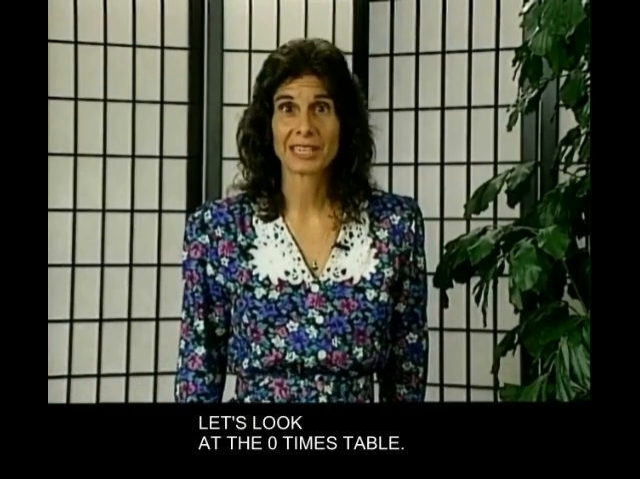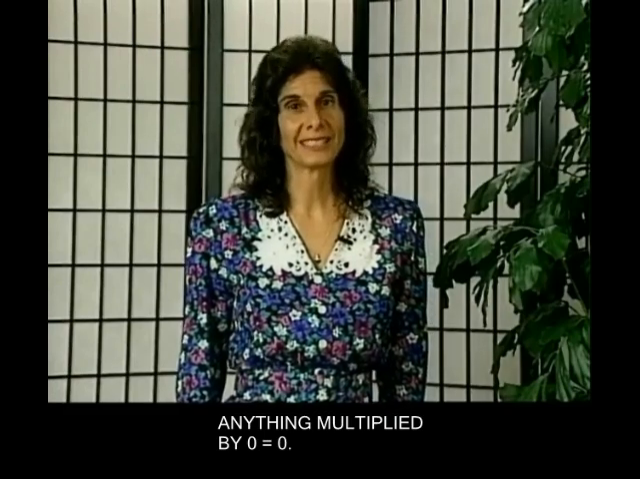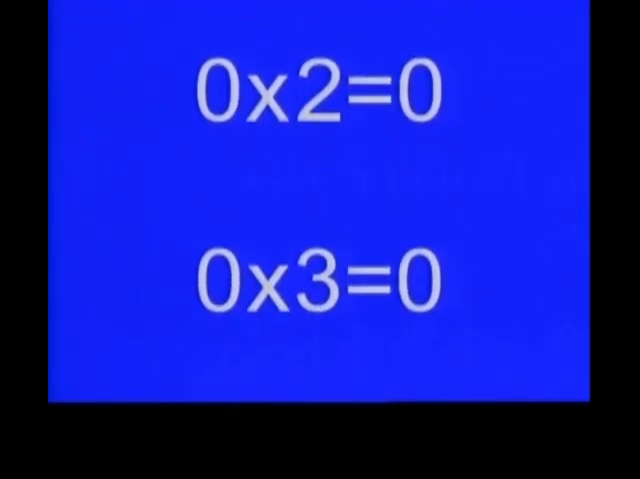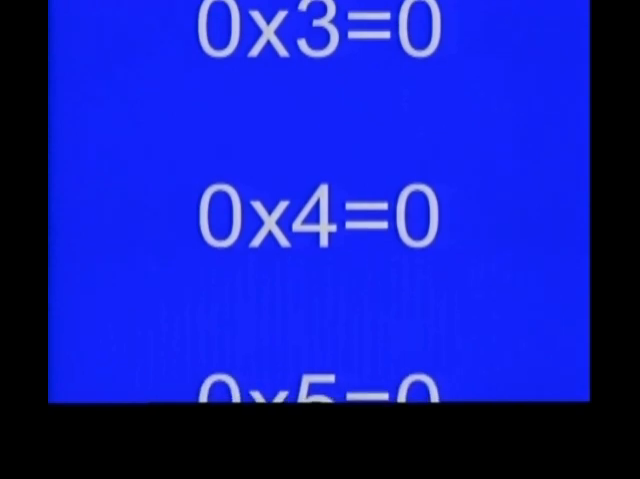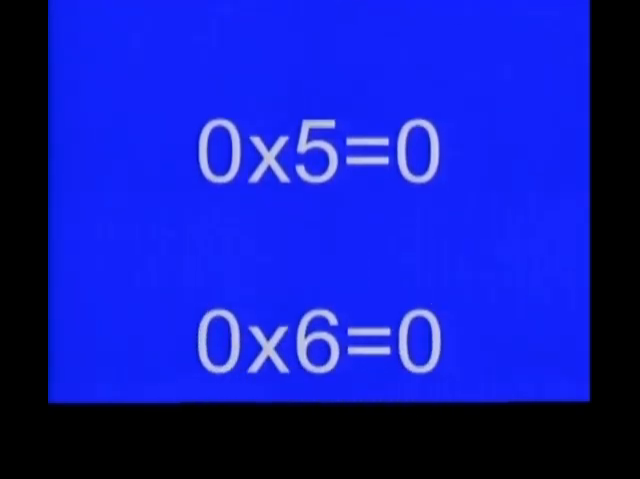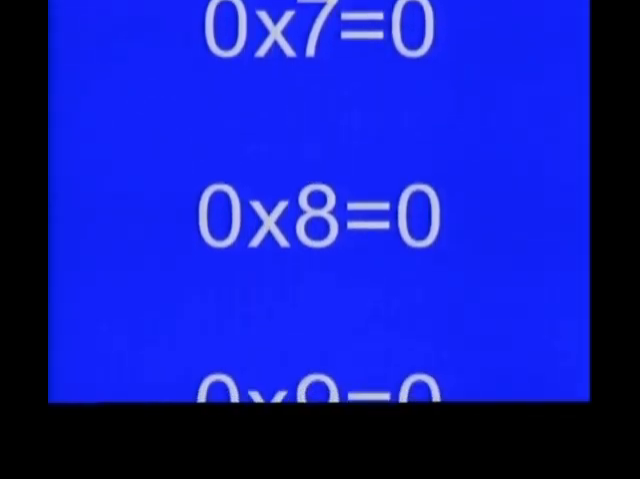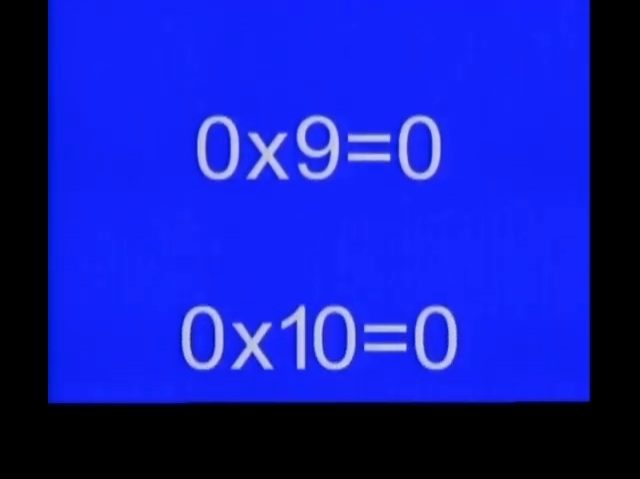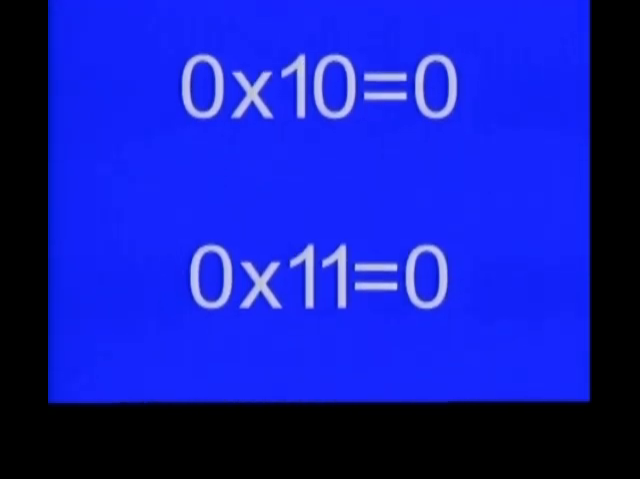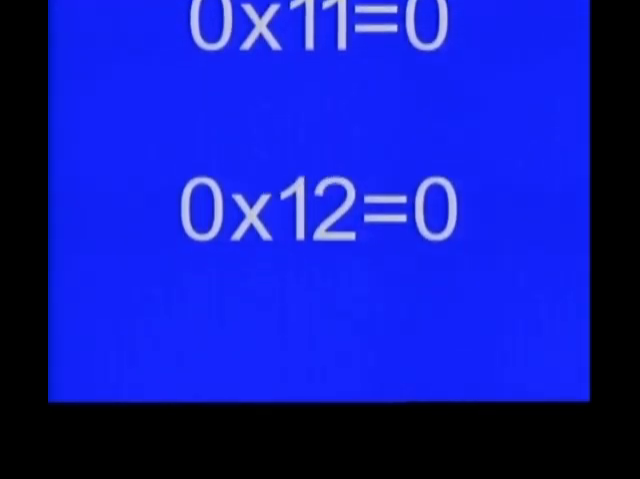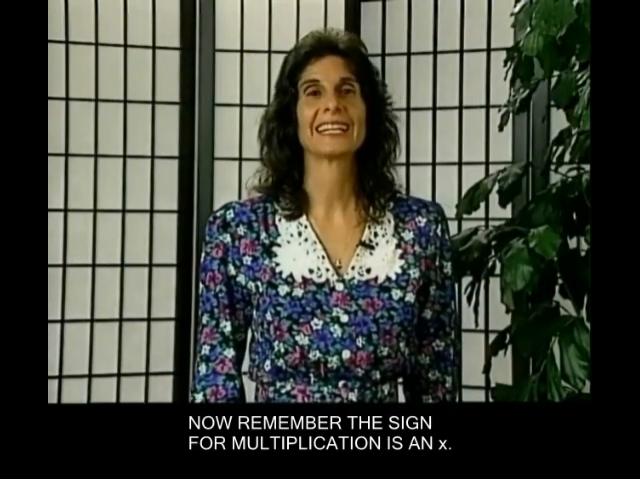Let's look at the 0 times tables. Anything multiplied by 0 is 0. 0 times 0 is 0. 0 times 1 is 0. 0 times 2 is 0. 0 times 3 is 0. 0 times 4 is 0. 0 times 5 is 0. 0 times 6 is 0. 0 times 7 is 0. 0 times 8 is 0. 0 times 9 is 0. 0 times 10 is 0. 0 times 11 is 0. 0 times 12 is 0. Easy? Sure it is. Now remember, the sign for multiplication is an X.